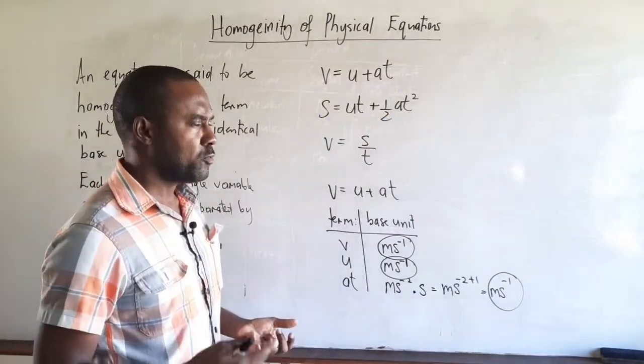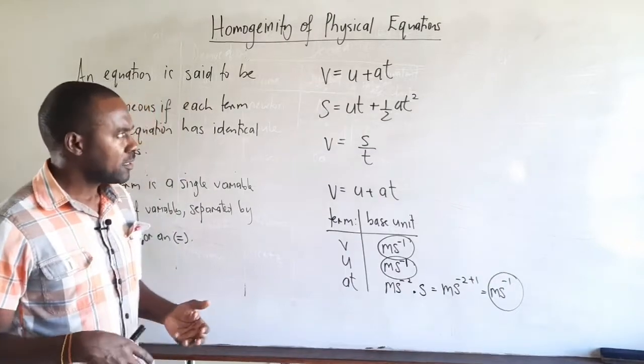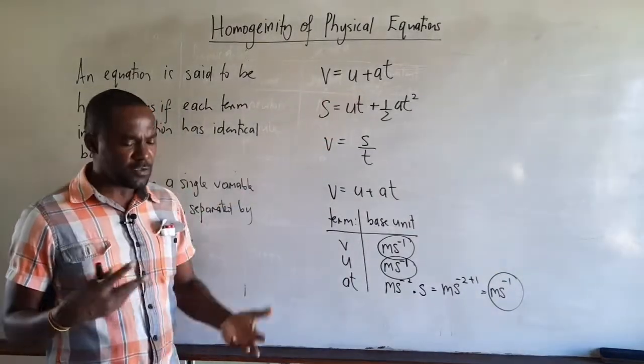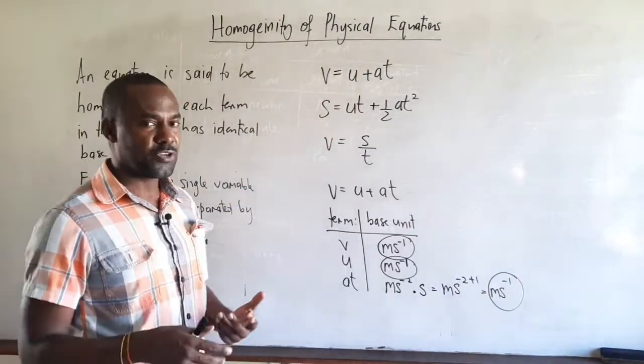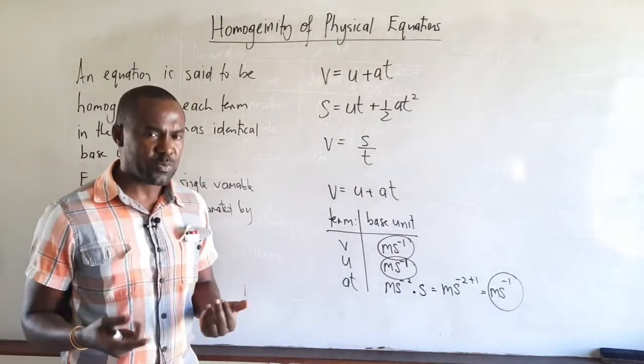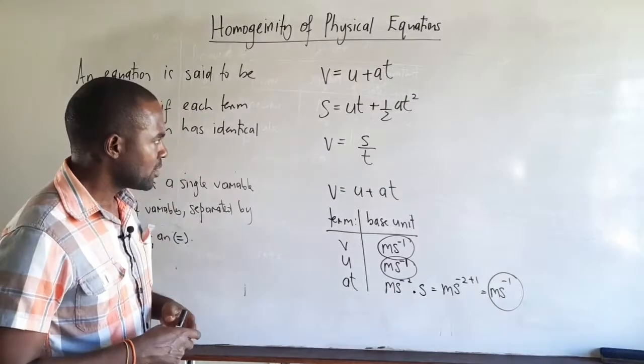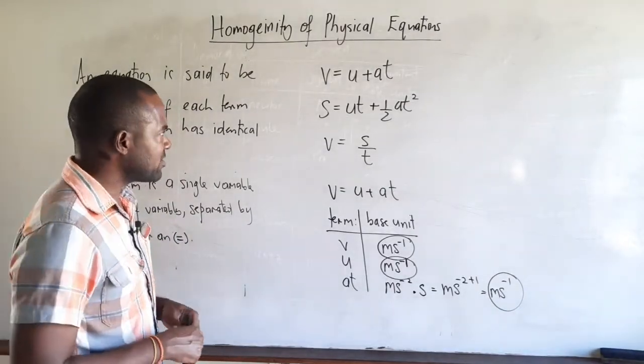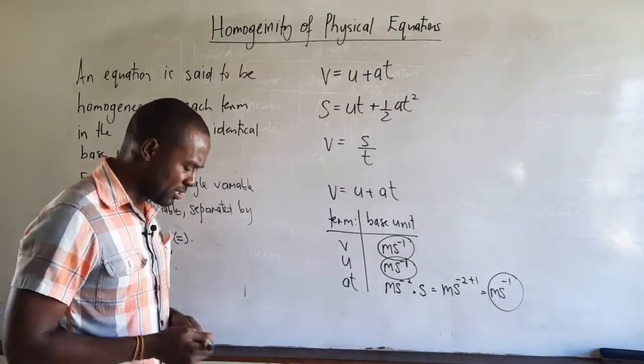But of course, we know the equation to be correct. This is the correct form of the equation v equals u plus at, one of the equations of motion. And because the equation is correct, we expected it to be homogeneous, right? Now, let's check the second equation for homogeneity.